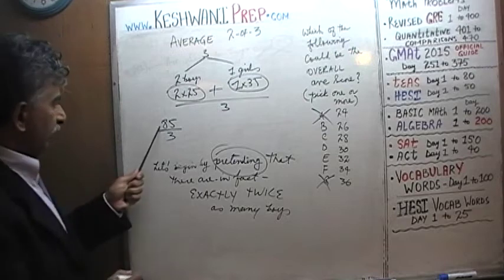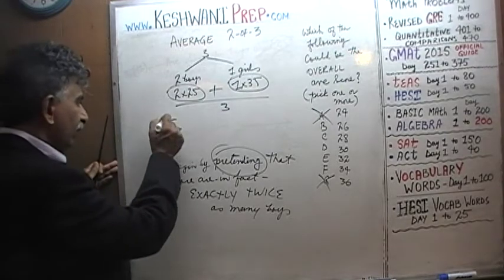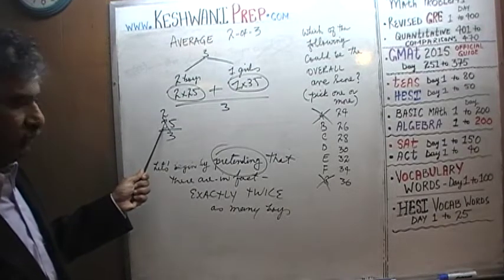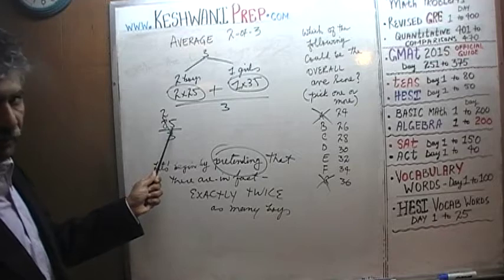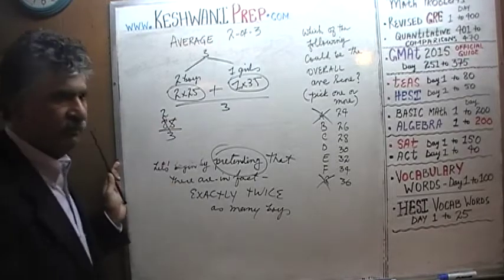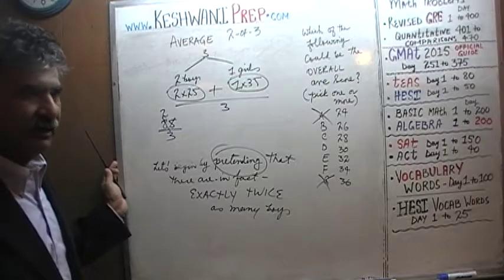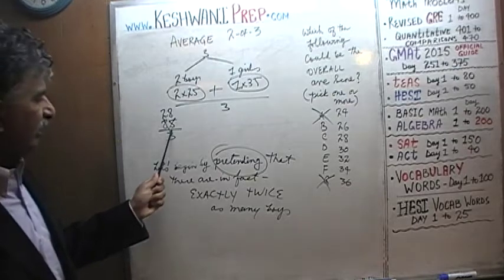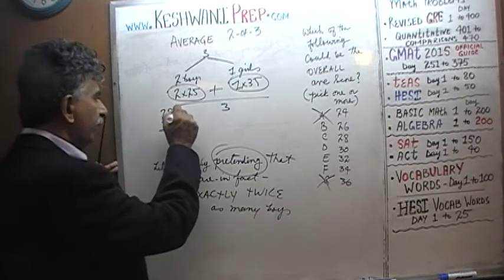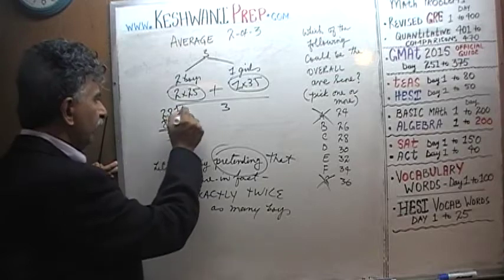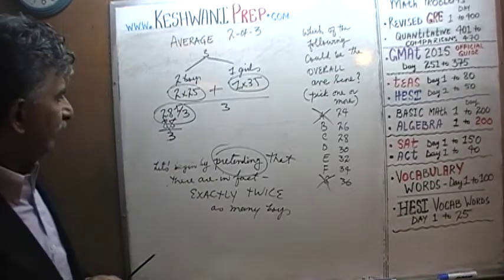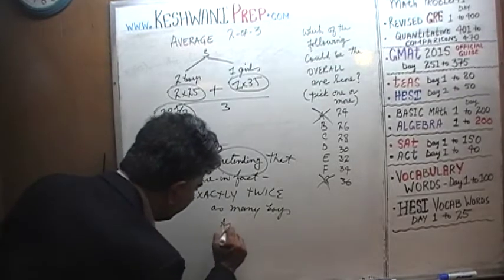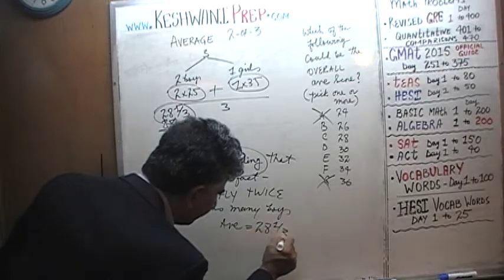In this scenario, how many threes does 8 have? 8 has 2 threes. 2 threes are 6. After we take away 6 from the 8, we have a remainder of 2. 2 goes and joins the 5 and becomes 25. And how many threes does 25 have? I was going to say 6, but 6 threes are 18. 25 has 8 threes. 8 threes are 24. After we take away 24 from the 25, we have a remainder of 1, and that 1 needs to be divided by 3. So the answer is, in this scenario, if there are exactly twice as many boys, then the average would be 28 and a 1/3.